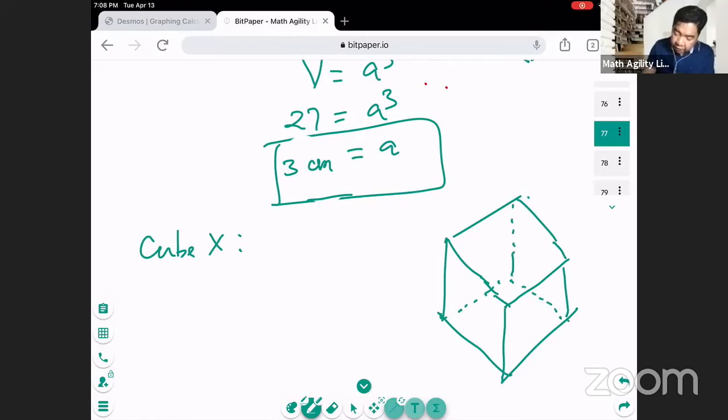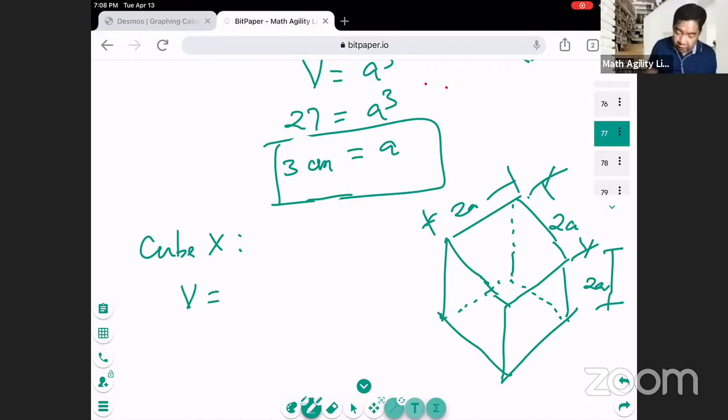So this would be 2a. So this length here, again, this would be 2a, the length here, or the width, and then the height, which is from here up to here, would be 2a again. So the volume of x would be 2a times 2a times 2a. So length, width, and height, right?